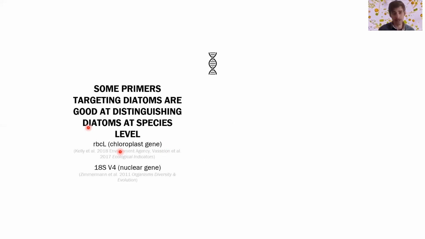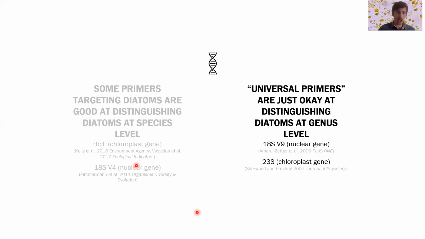found in the nucleus. There are also other primers that are called universal primers, and these are primers that target broad groups like all eukaryotes, all plants. They're supposed to be a silver bullet, but they're not for the level that we need diatom identifications at. At best, they're good for some species, but usually just reliably genus. So they're not recommended for diatom bioassessment.